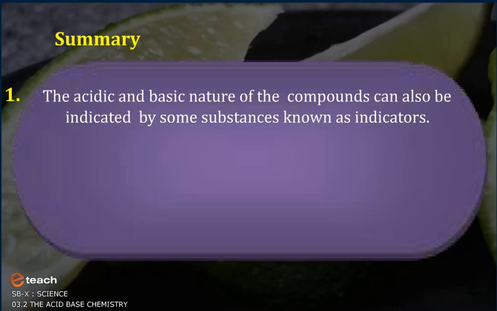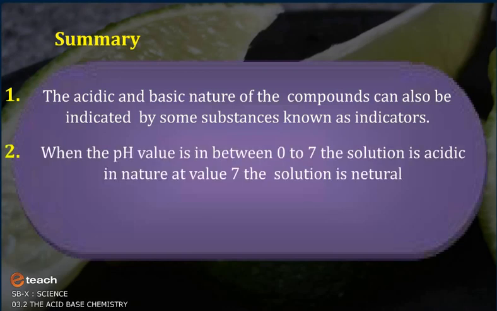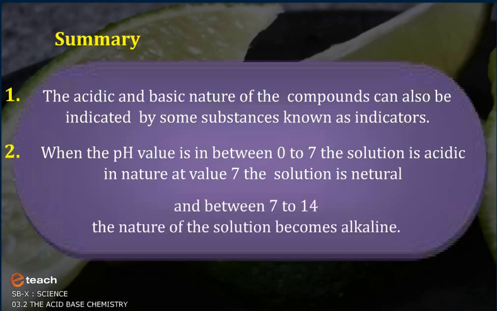Summary. The acidic and basic nature of the compounds can also be indicated by some substances known as indicators. When the pH value is in between 0 to 7, the solution is acidic in nature. At value 7, the solution is neutral. And between 7 to 14, the nature of the solution becomes alkaline.